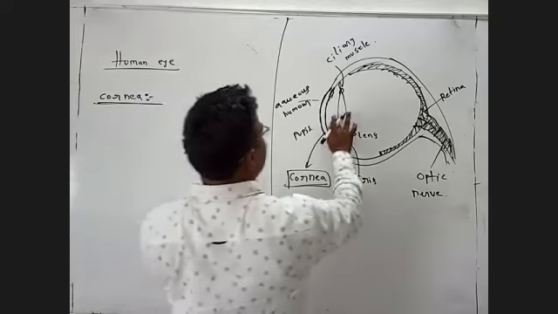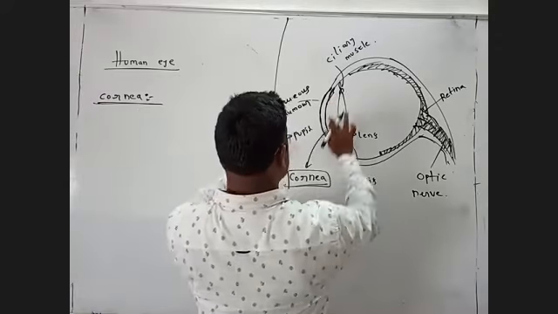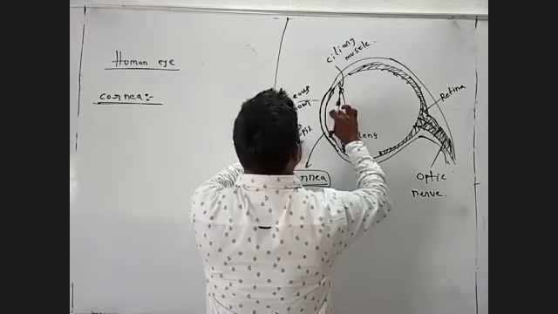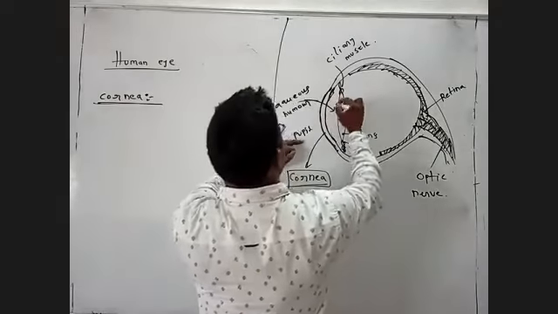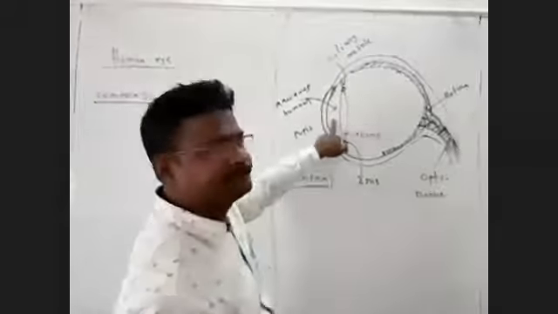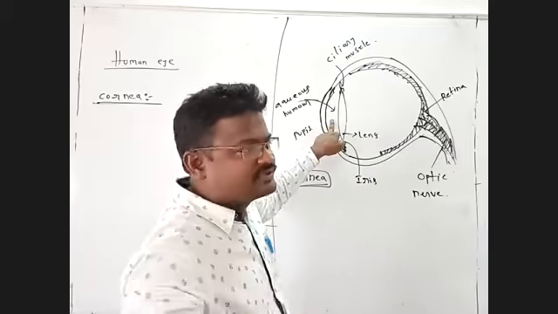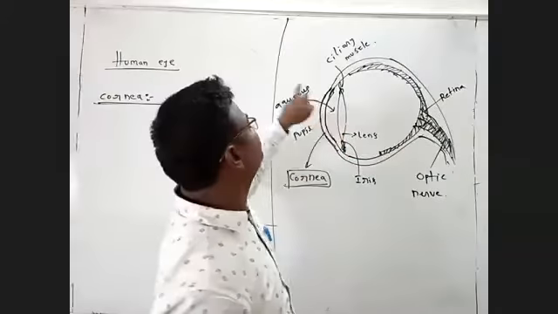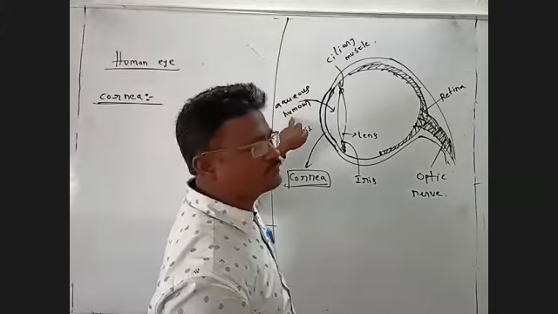This is a gap. This is the cornea. This is the lens. This gap between the cornea and the lens is filled with the aqueous humor.